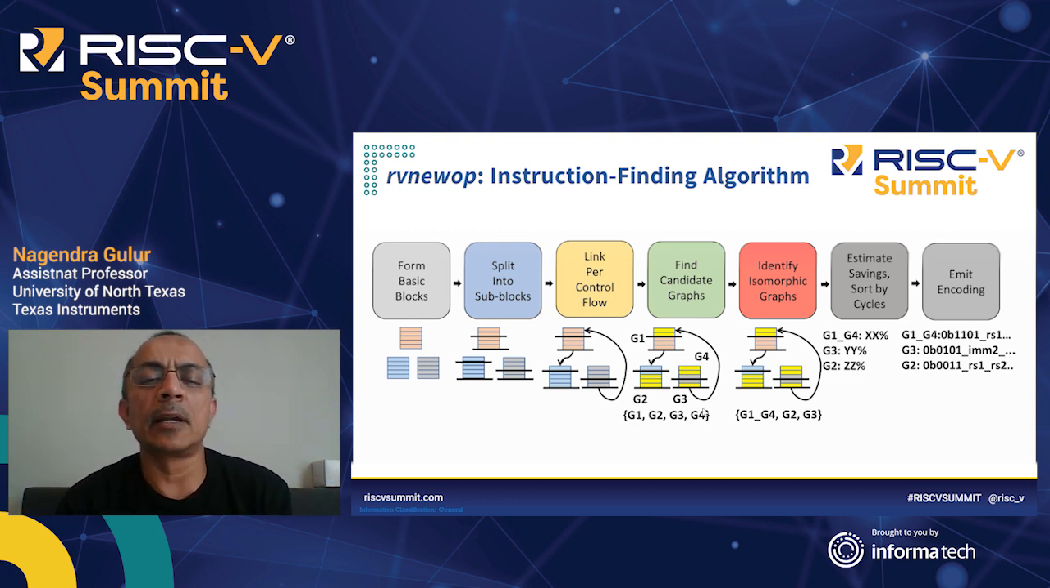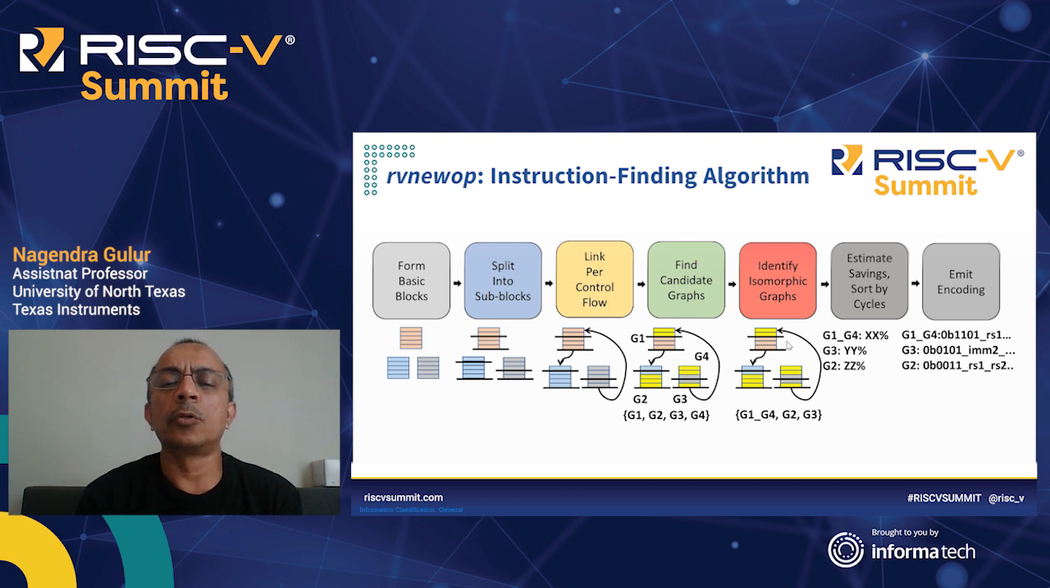We have a little more detail in the next slide that talks about this. Once we have found candidates, the tool tries to see if different candidates happen to be identical. It's often possible that across different pieces of code that's being executed, the same instruction pattern might have been found across different programs or across different functions within the same program.